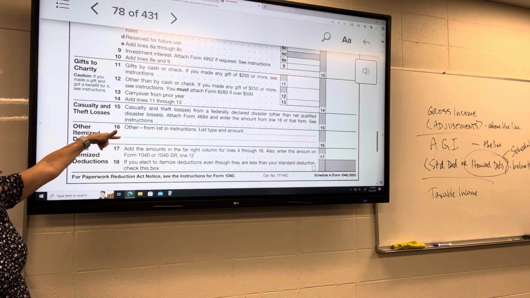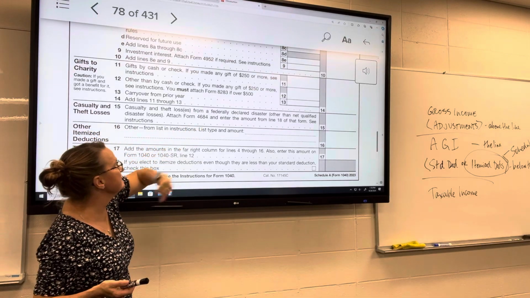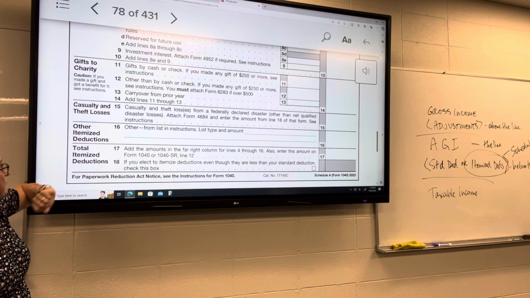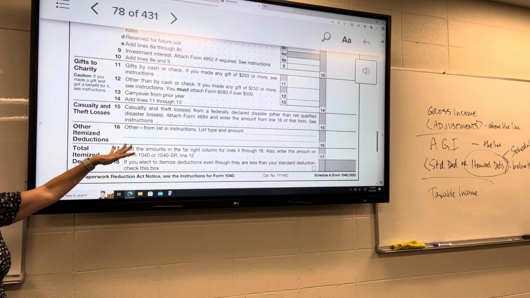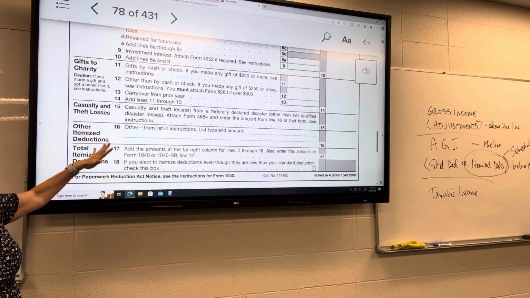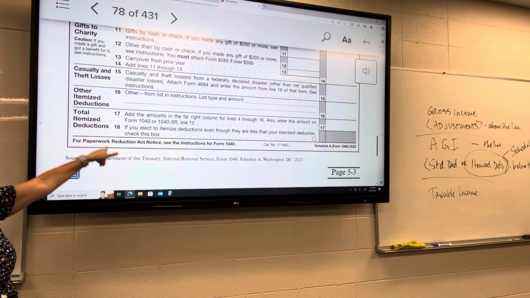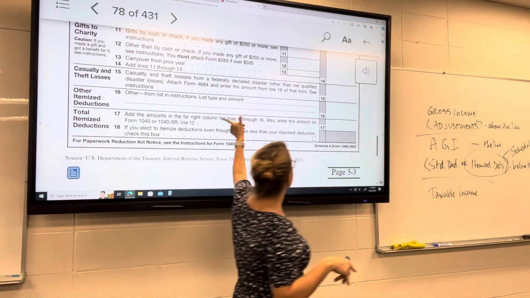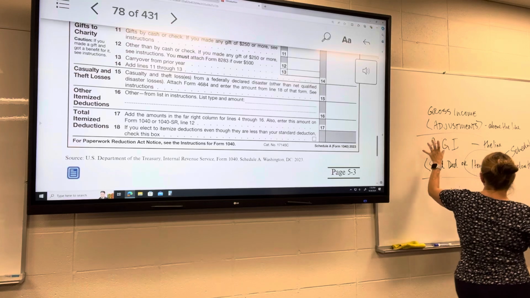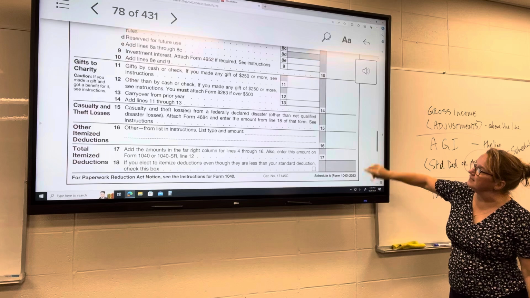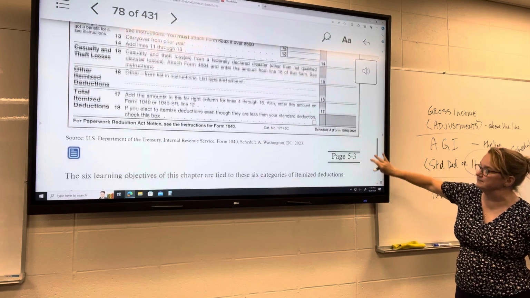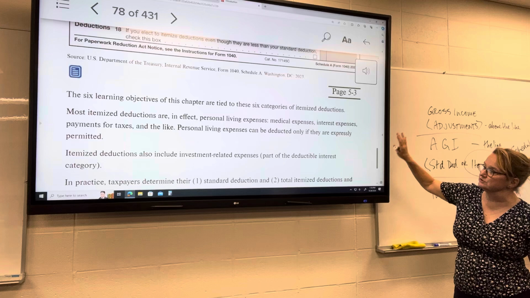Casualty and theft losses come next, and again there's a separate form that would be attached if there is a casualty or theft loss. Other itemized deductions, we're going to go through what some of those others might be. There aren't very many others. And then it's totaled up on line 17, and this total is what's entered onto the 1040 instead of the standard deduction. So just one page, but as you can tell, we've got other forms that may be attached depending upon certain circumstances.